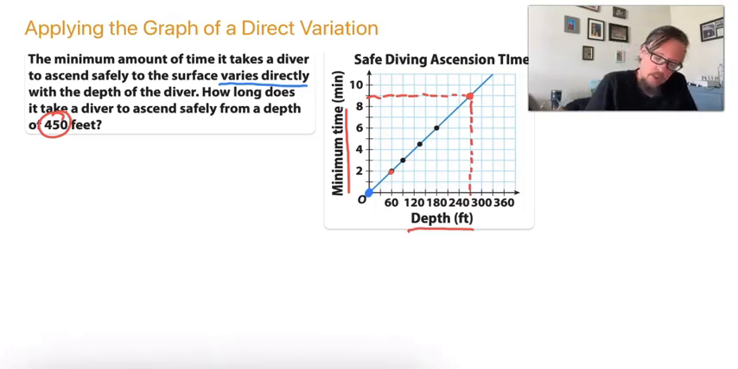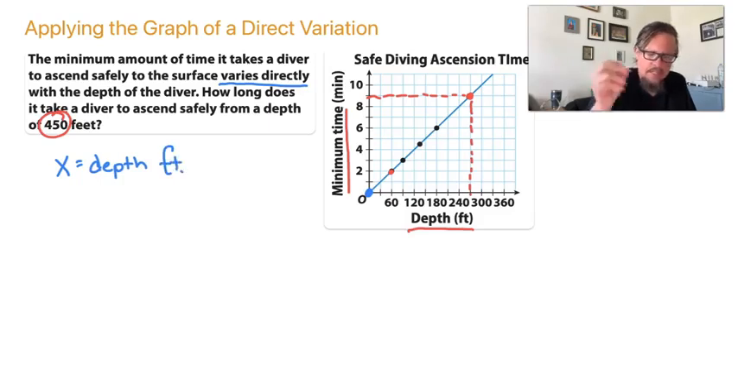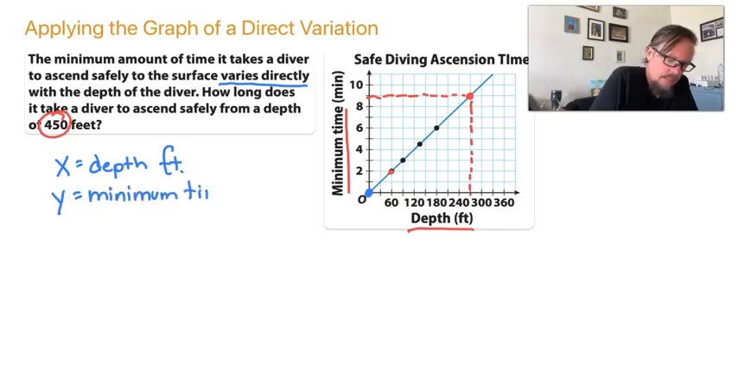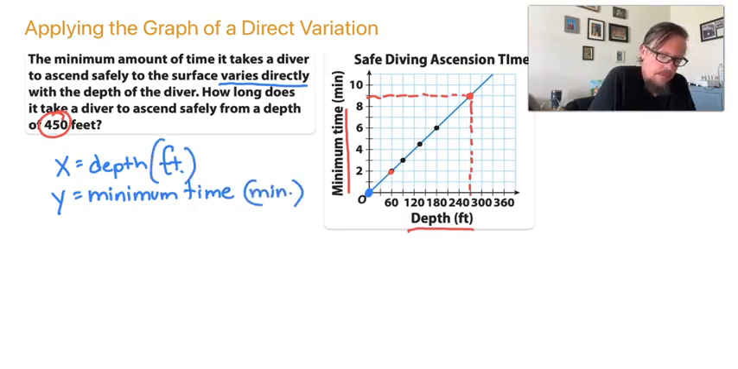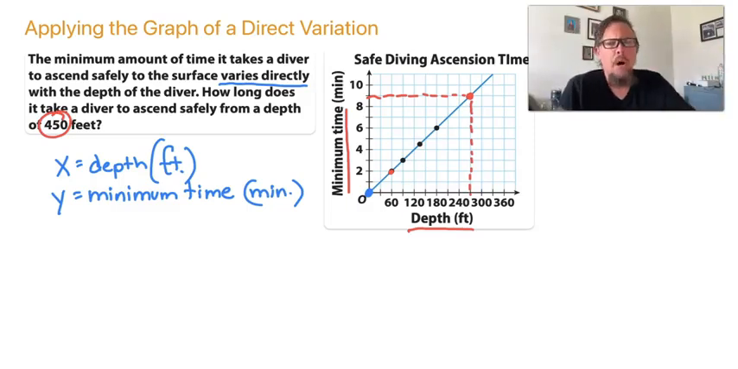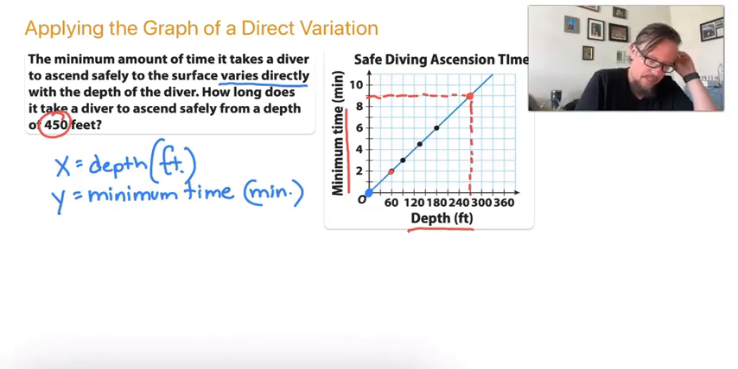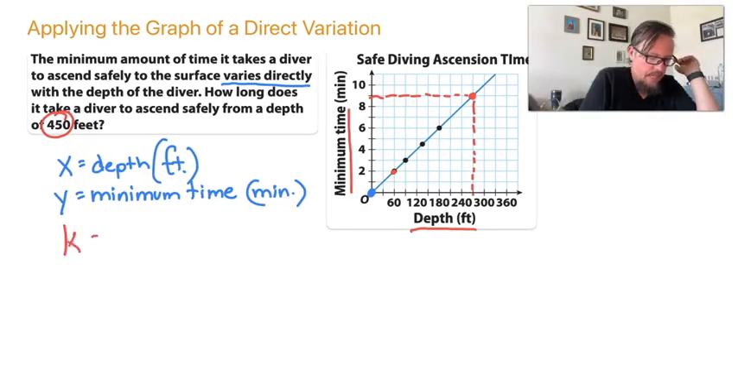The graph does already tell us what our x and y values are going to be. Depth is on the x-axis, so x is going to be the depth in feet. And of course, y is the minimum time, in minutes, not seconds. Then the only number that we need to write a direct variation is the constant of variation, which is k. So k is our mystery number. k is what we need to figure out.